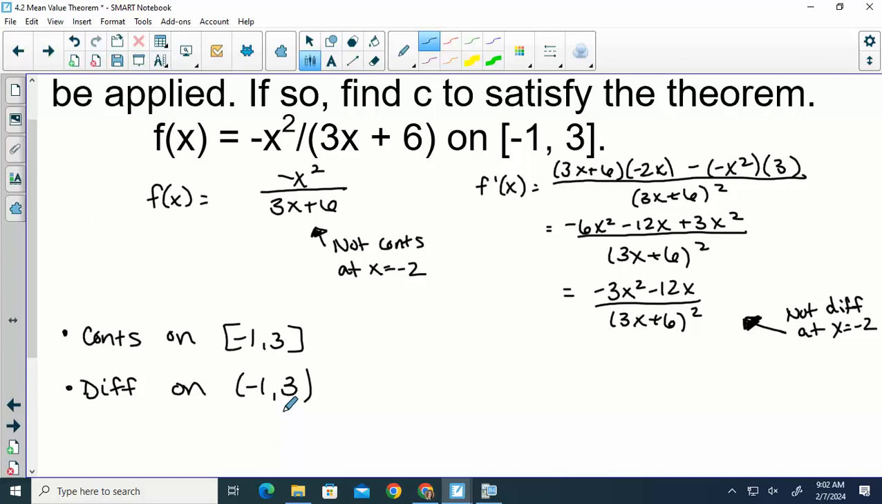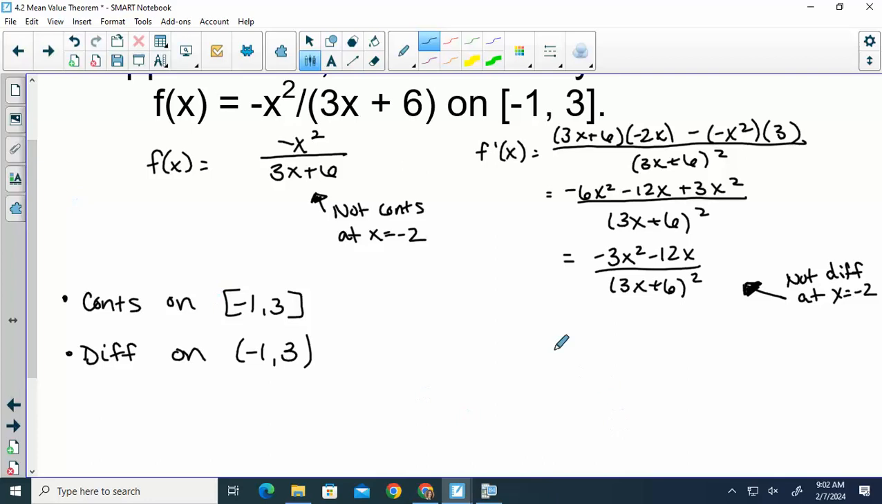So when was that one where 0 was an interval and 0 wasn't? Because it was an endpoint. It doesn't have to be differentiable at the endpoint. So if I found this wasn't differentiable at -1, as long as it was continuous there, we could keep going. Alright, so then that means we can do mean value theorem. So mean value theorem tells us that somewhere this derivative is equal to the slope between the endpoints.